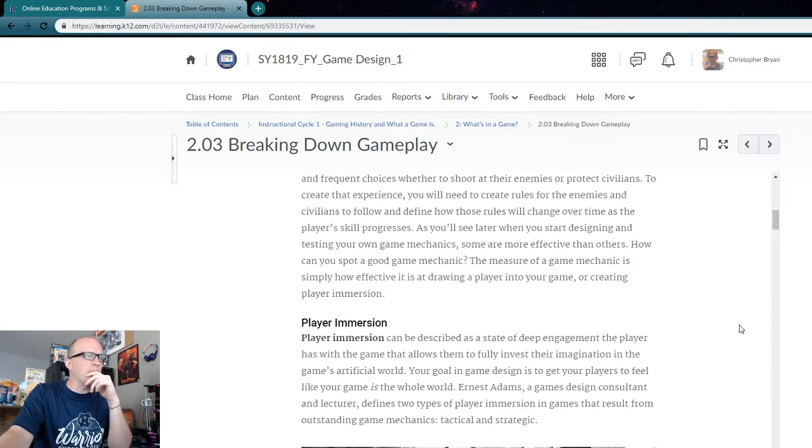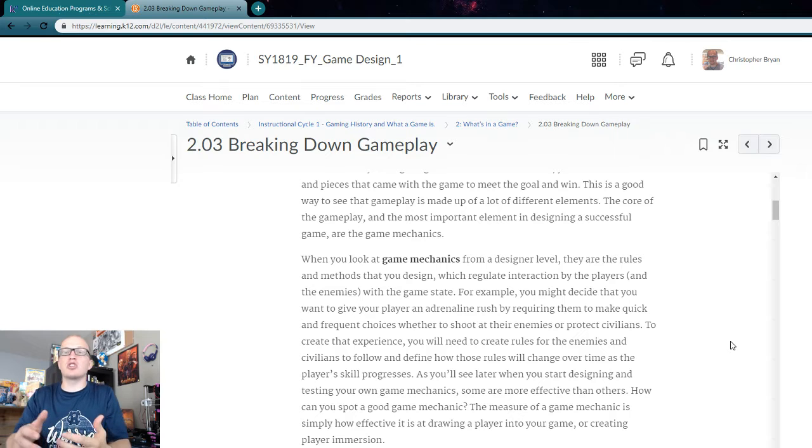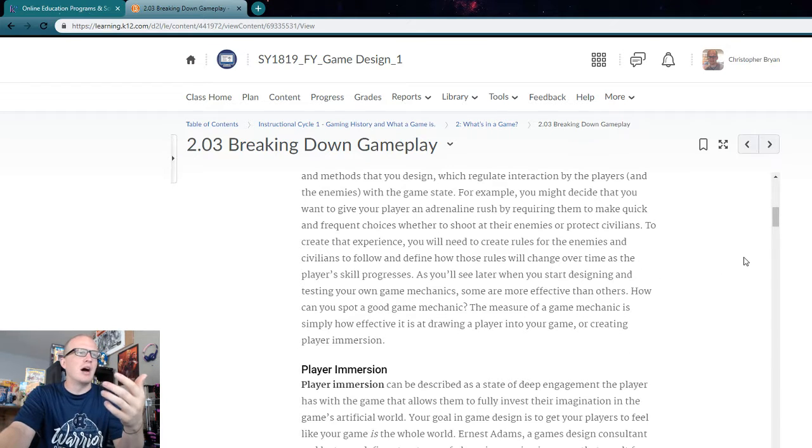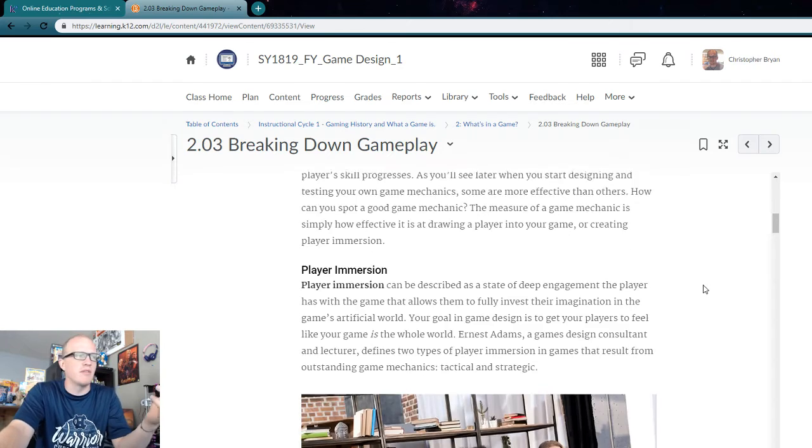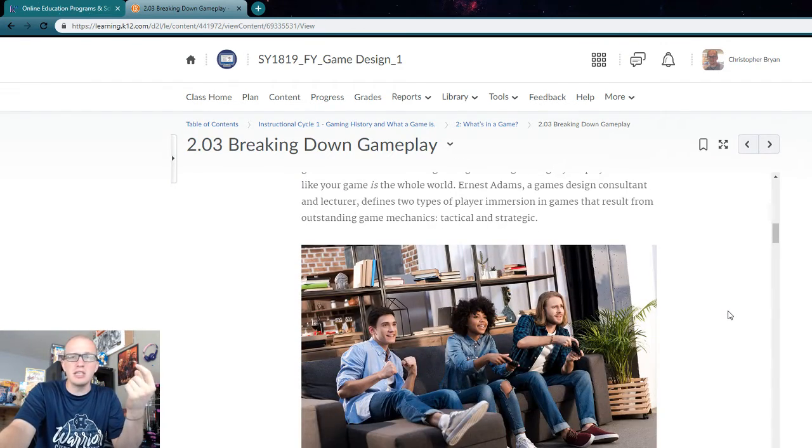So, breaking down gameplay, we talk about game mechanics. Game mechanics are just things the game does, okay? Anything that you interact with, anything that moves, those are game mechanics. We have physics, for example. Some games resemble real-life physics, and some games completely defy real-life physics. Doesn't really matter. Player immersion is a really important example.